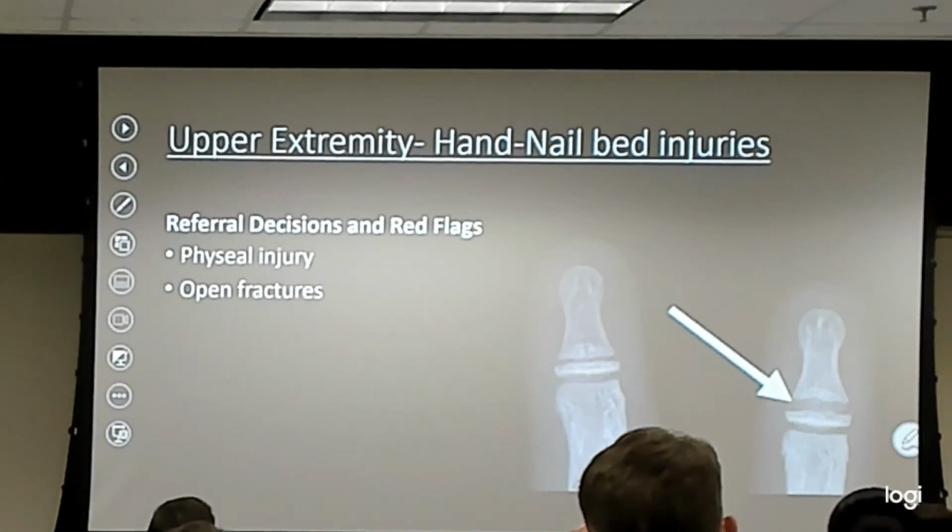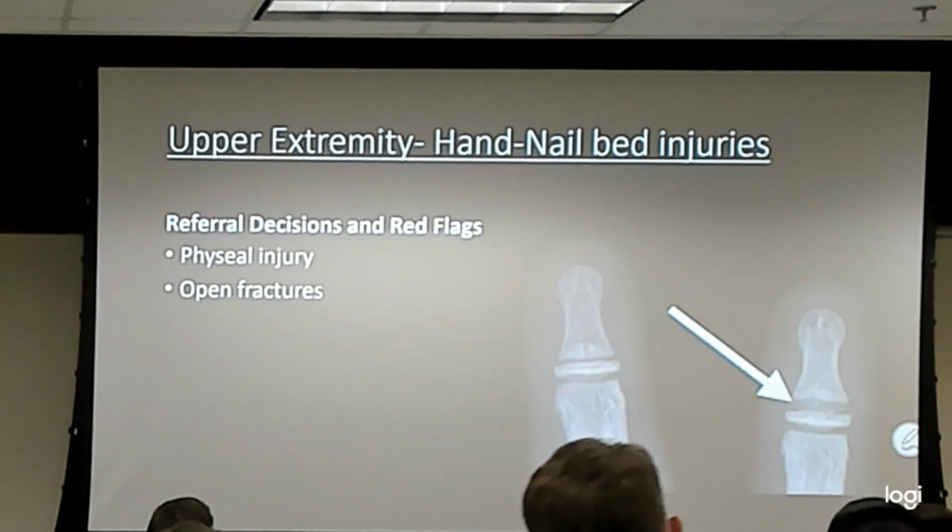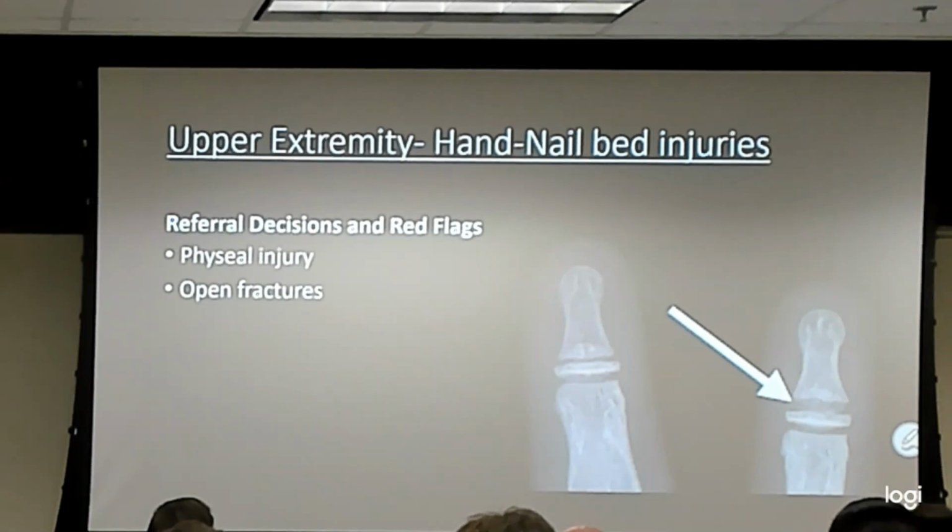Okay, so who needs orthopedics? Open fractures and that physeal injury. So that picture is the one on the right there. That is some kind of nail injury that they didn't catch right away. The nail, like I said, the matrix slid down into the physis and is now trying to grow nail in the physis. Sounds bad, right?